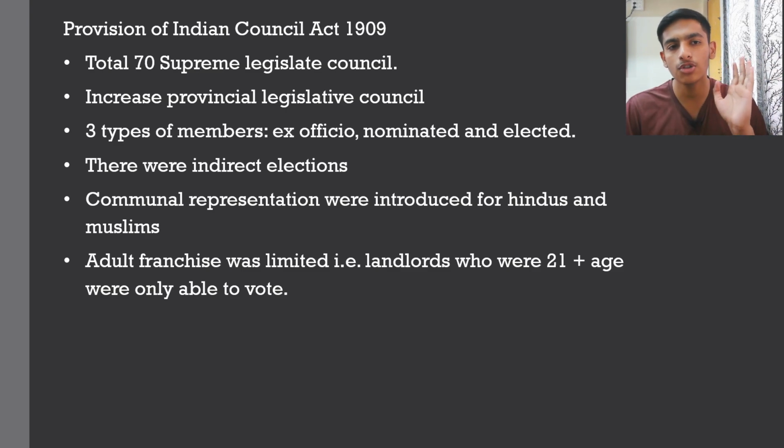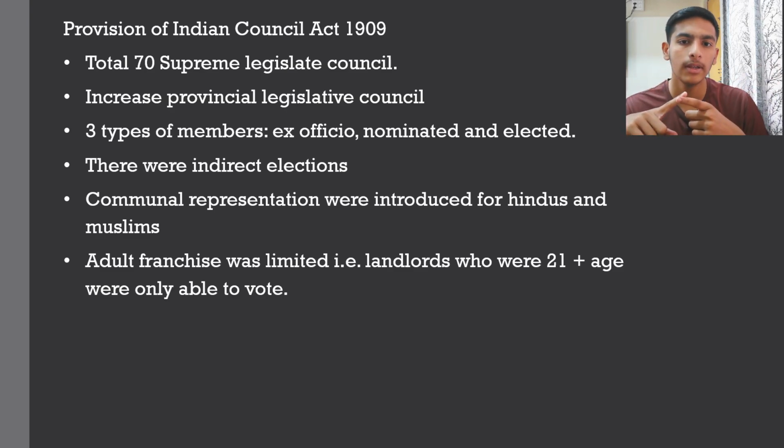What were the provisions of this act? First, a Supreme Legislative Council of 70 members was to be established. Again, these members were from the British only, not from India. Then the provincial legislative councils were increased, so the capacity was increased to control the same. Then 3 types of members were divided in this. First were ex officio members who could hold 2 offices, second nominated members, and third elected members.